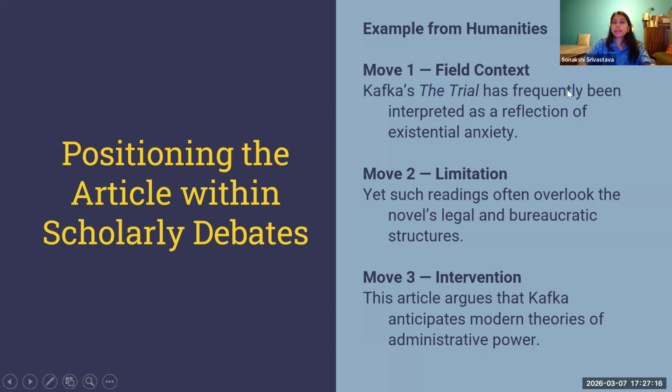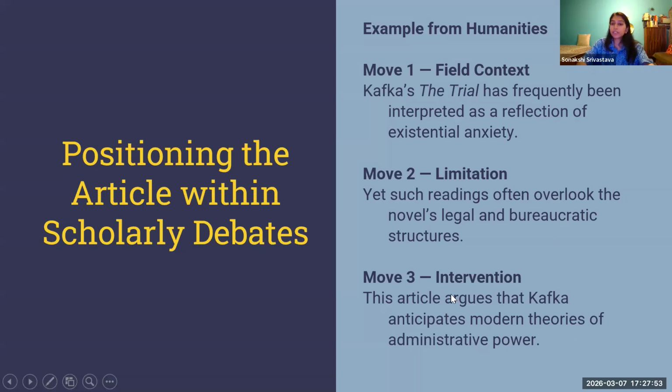Example from the humanities. Again, going back to the example of Kafka, where you contextualize: Kafka's The Trial has frequently been interpreted as a reflection of existential anxiety. Then you pitch in the limitation: Yet, such readings often overlook the novel's legal and bureaucratic structures. And then you mention your intervention, why your scholarship is necessary: This article argues that Kafka anticipates modern theories of administrative power.